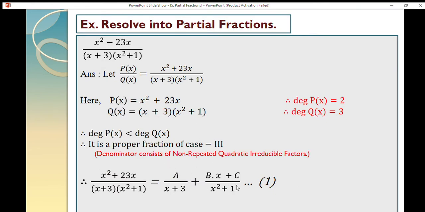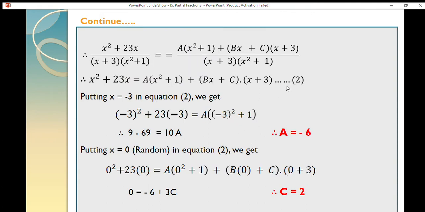See, a into x square plus 1, x plus 3 into the numerator part. This is the cross multiplication. Do put brackets to avoid silly mistakes there. So a into (x square plus 1) plus (bx plus c) into (x plus 3) will be the numerator. Okay, and the denominator brackets again get multiplied.